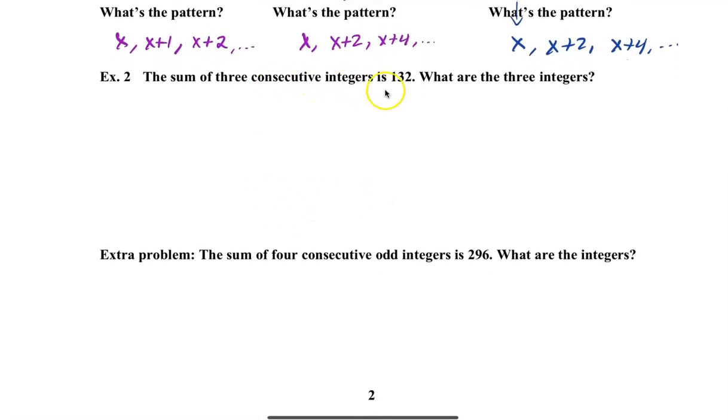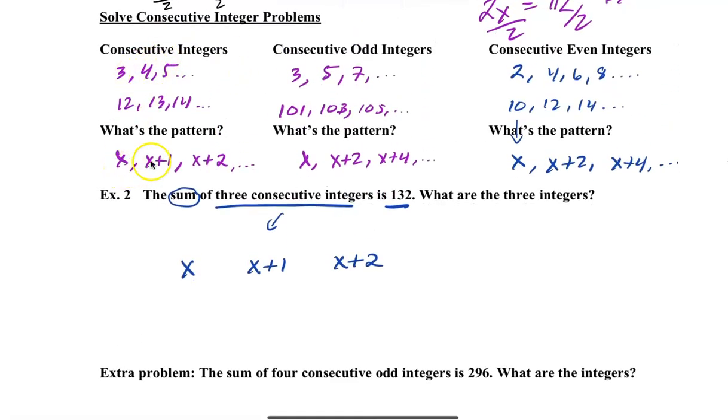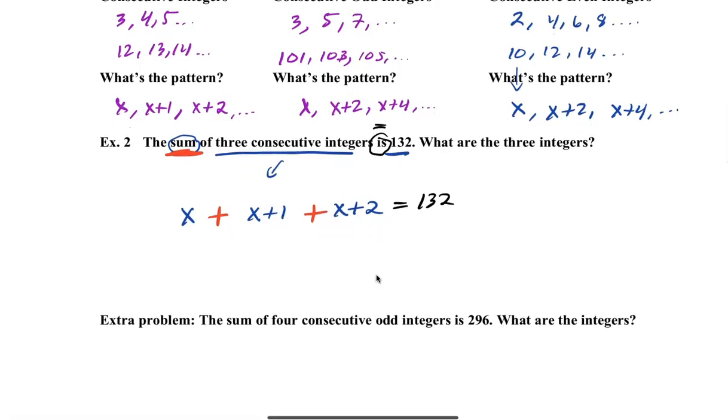The sum of 3 consecutive integers is 132. So first part here, the sum, that means we're going to add them up, of 3 consecutive integers. So what is that? That's x, x plus 1, x plus 2. It's consecutive integers, not even or odd, so it's normal consecutive integers. It did say sum, so we're going to add these up. So plus, plus. And anytime we see is, it means equals. So is 132. So that's our equation.